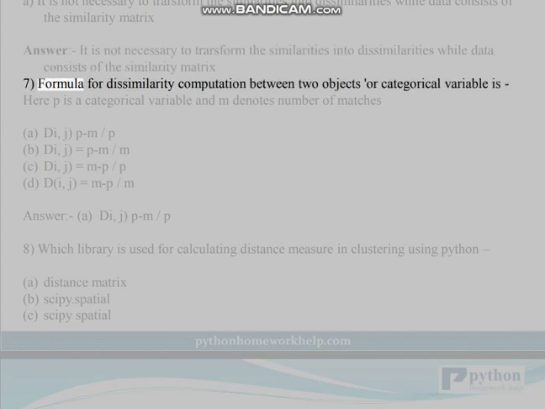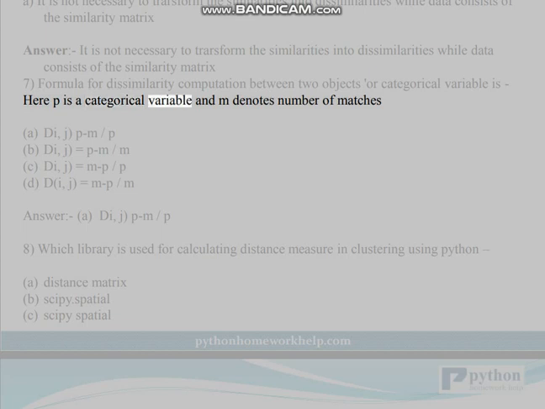7. The formula for dissimilarity computation between two objects for a categorical variable is: here p is the number of categorical variables and m denotes the number of matches. A. d(i, j) = (p - m) / p. B. d(i, j) = (p - m) / m. C. d(i, j) = (m - p) / p. D. d(i, j) = (m - p) / m. Answer: A. d(i, j) = (p - m) / p.